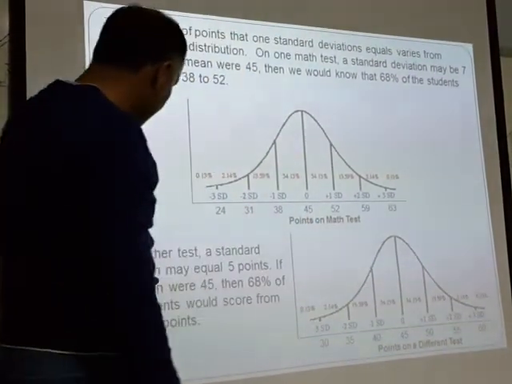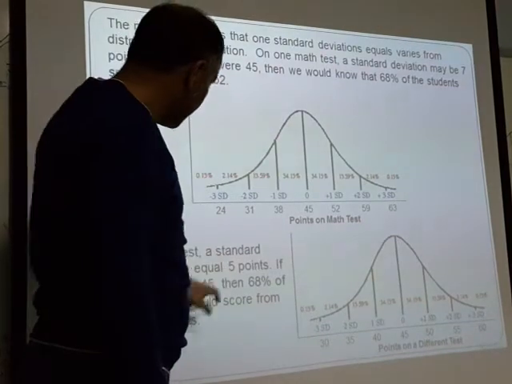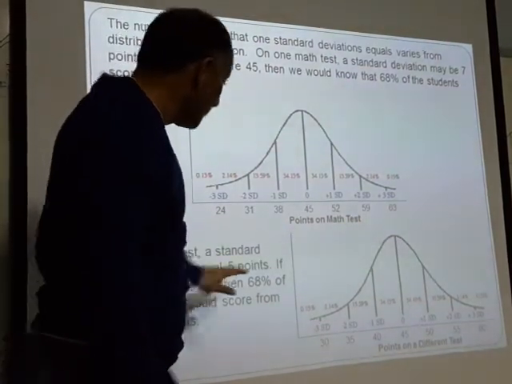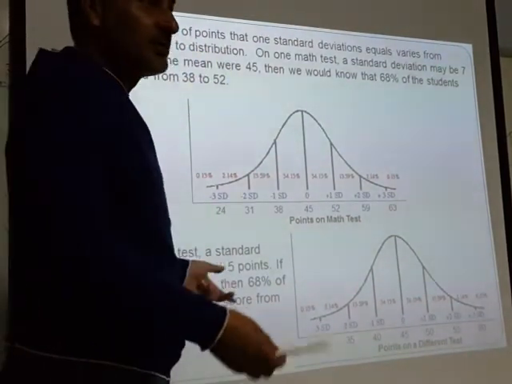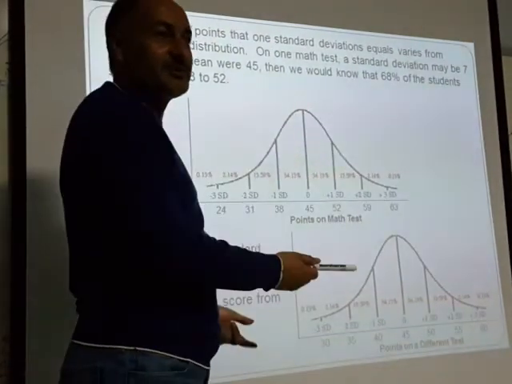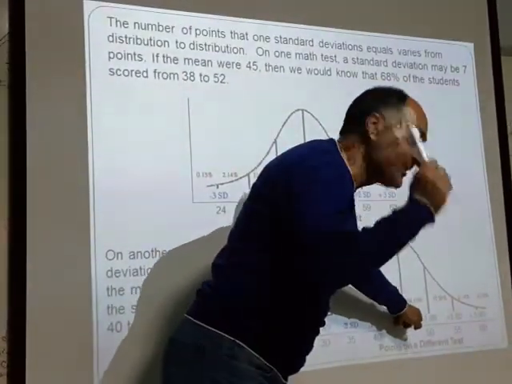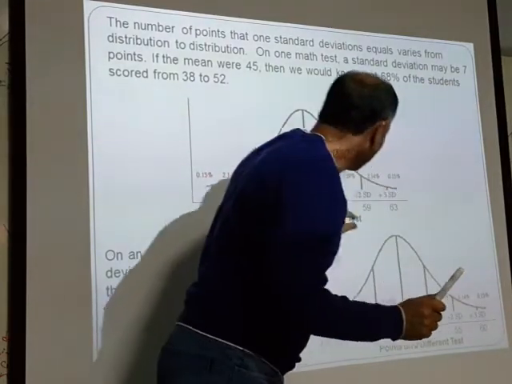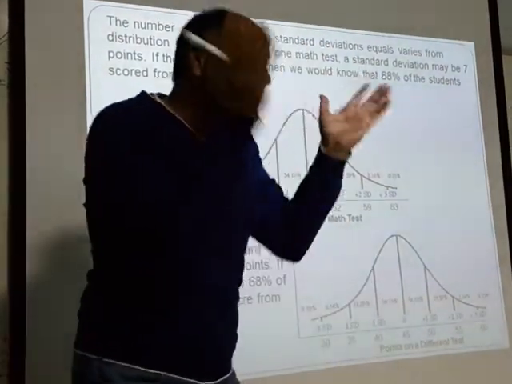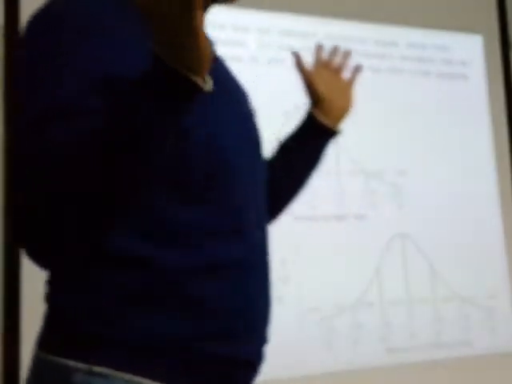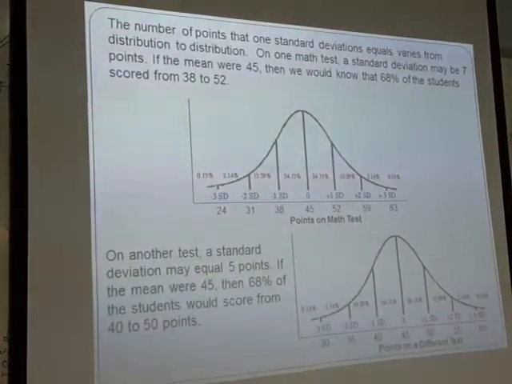Now the second test. On another test, the standard deviation may be 5 points, not 7 but 5 points. So you add that 5 points to the mean. We have a mean of 45 and one standard deviation is 5 points. So we have different values depending upon the standard deviation. Is that clear? Clear. So you can calculate anything and everything now.